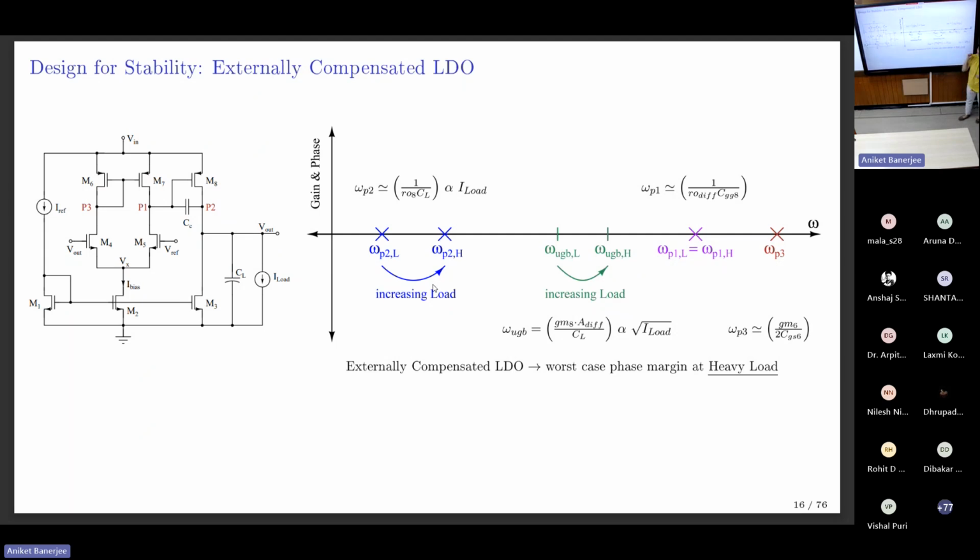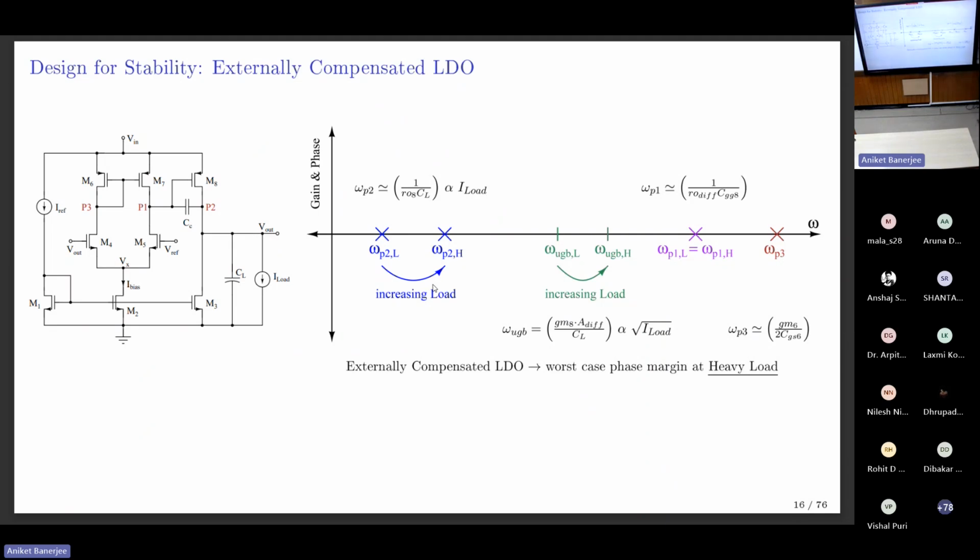Okay? So if that happens, the worst case is what? The worst case is when the unity gain bandwidth is closest to this case, right? So if it's closer to the non-dominant pole, that's my worst case. Okay? So I'll give you a quick overview again. My dominant pole moves out as I increase the load current. The unity gain bandwidth goes out as I increase the load current.